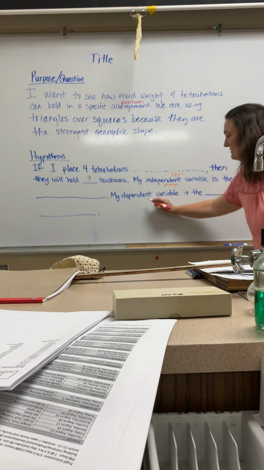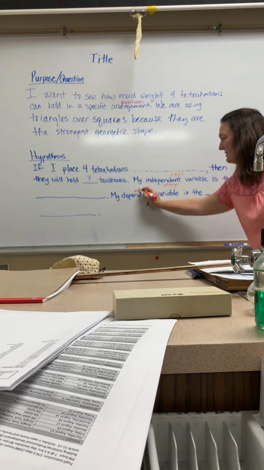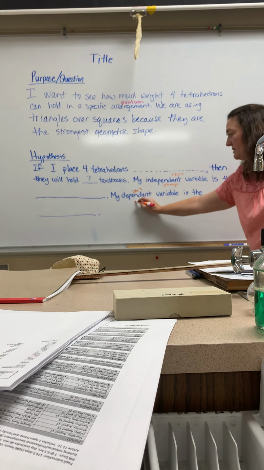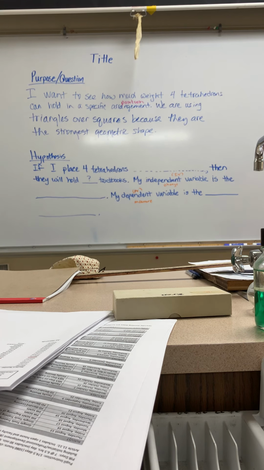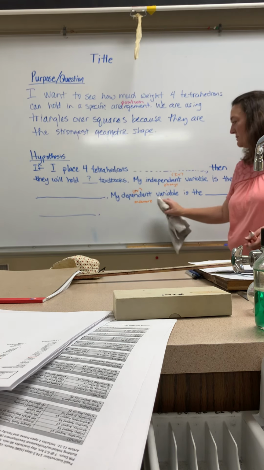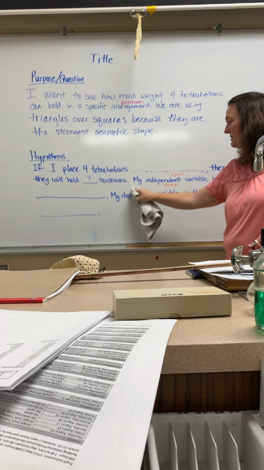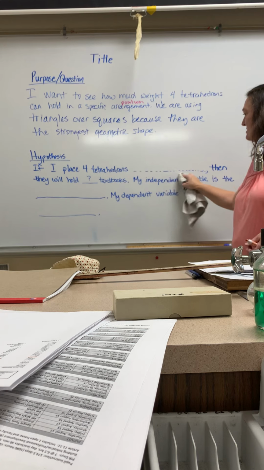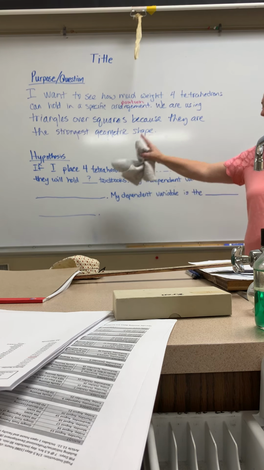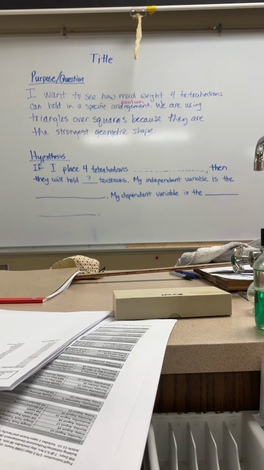Your dependent variable, which is DV, is the measure. So what were we measuring in the experiment? My dependent variable is the number of what? What were we measuring? Okay. So you need to finish those statements. That is what you should be writing. Everybody's writing the same lab report.